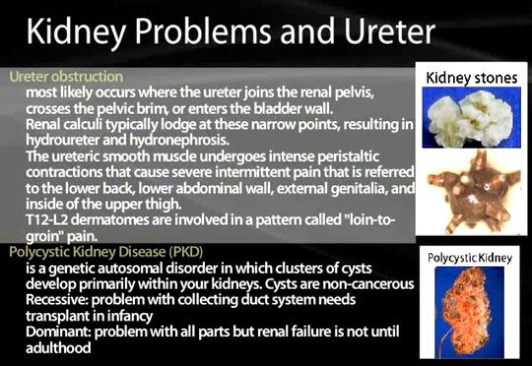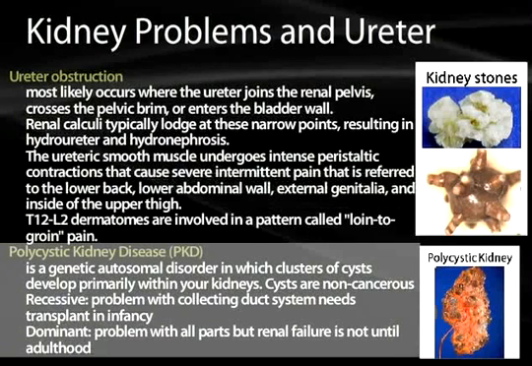The ureteric smooth muscle will go under an intense peristaltic contraction that can severely create intermittent pain and low back pain or abdominal wall pain and even external genitalia pain from the T12 to the L2 dermatomes, as this very crystalline and jagged structure of a kidney stone will move slowly down the peristalsis of the ureter. And it's sometimes known as a marching pain.